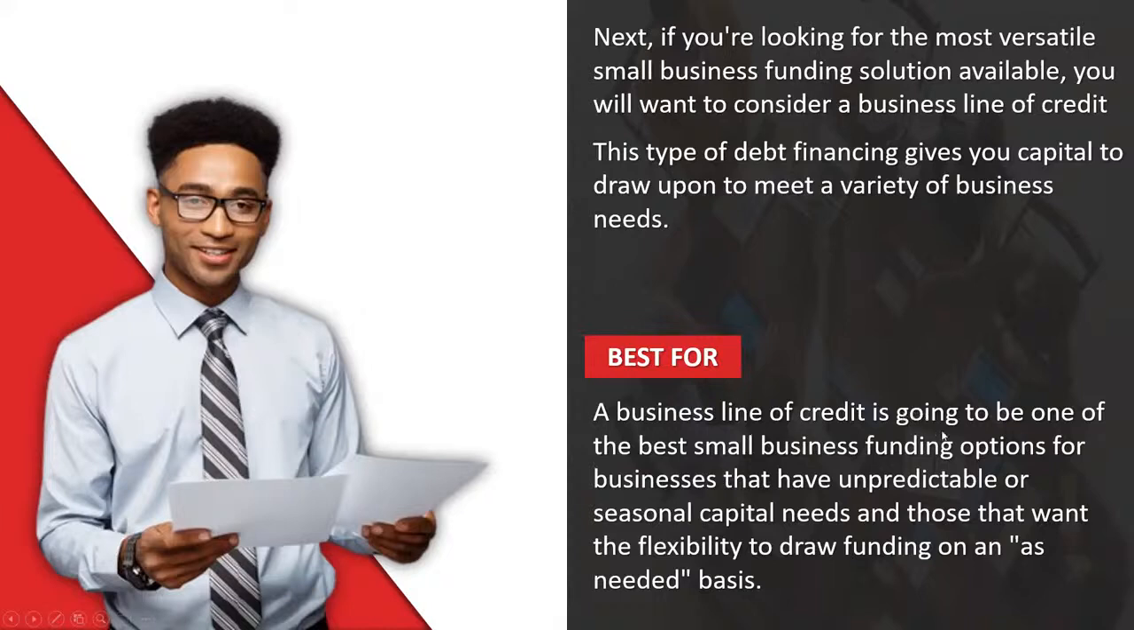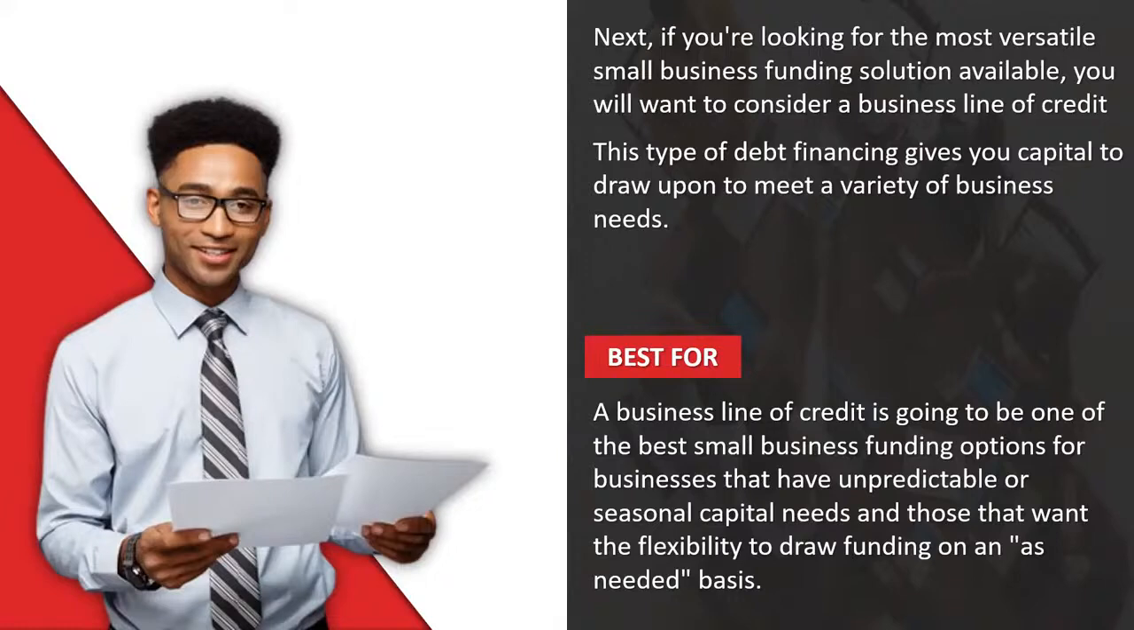Business line of credit is going to be one of the best small business funding options for businesses that have unpredictable or seasonal capital needs, and those that want flexibility to draw funding on an as needed basis. What that means is, with a loan, you're borrowing $100,000 over a certain period of time, making payments. With a business line of credit, you're getting access to a certain amount of money.